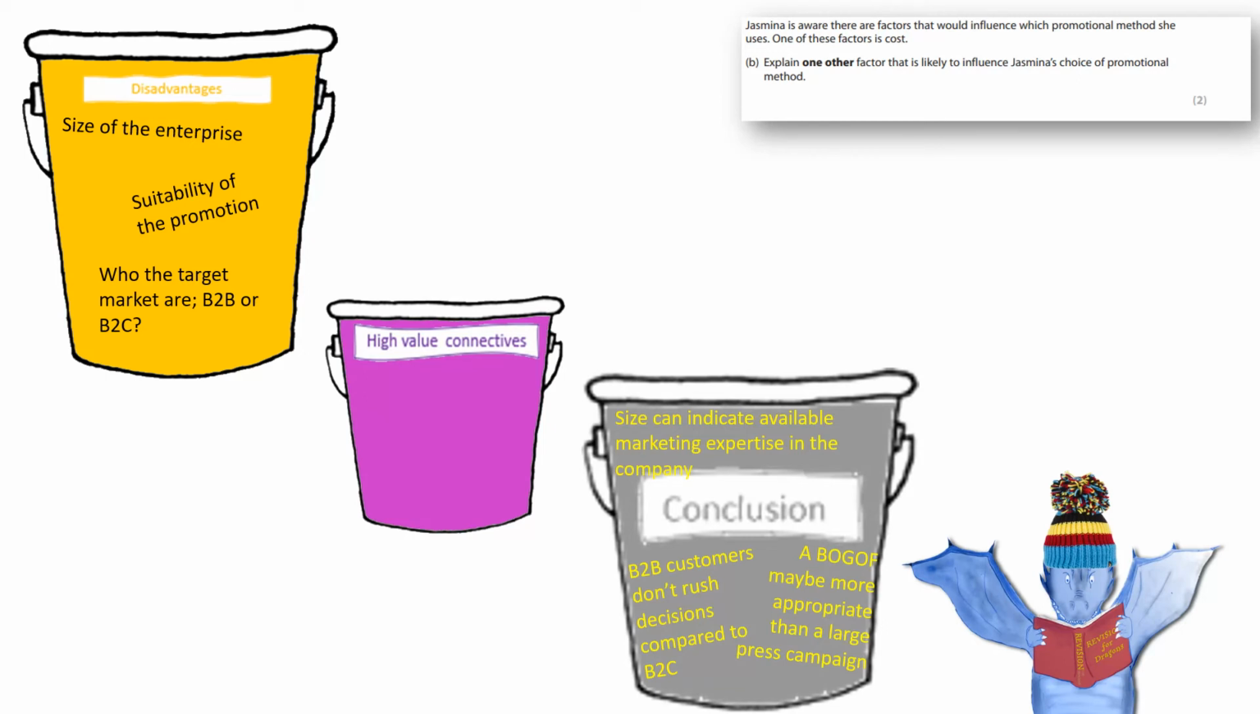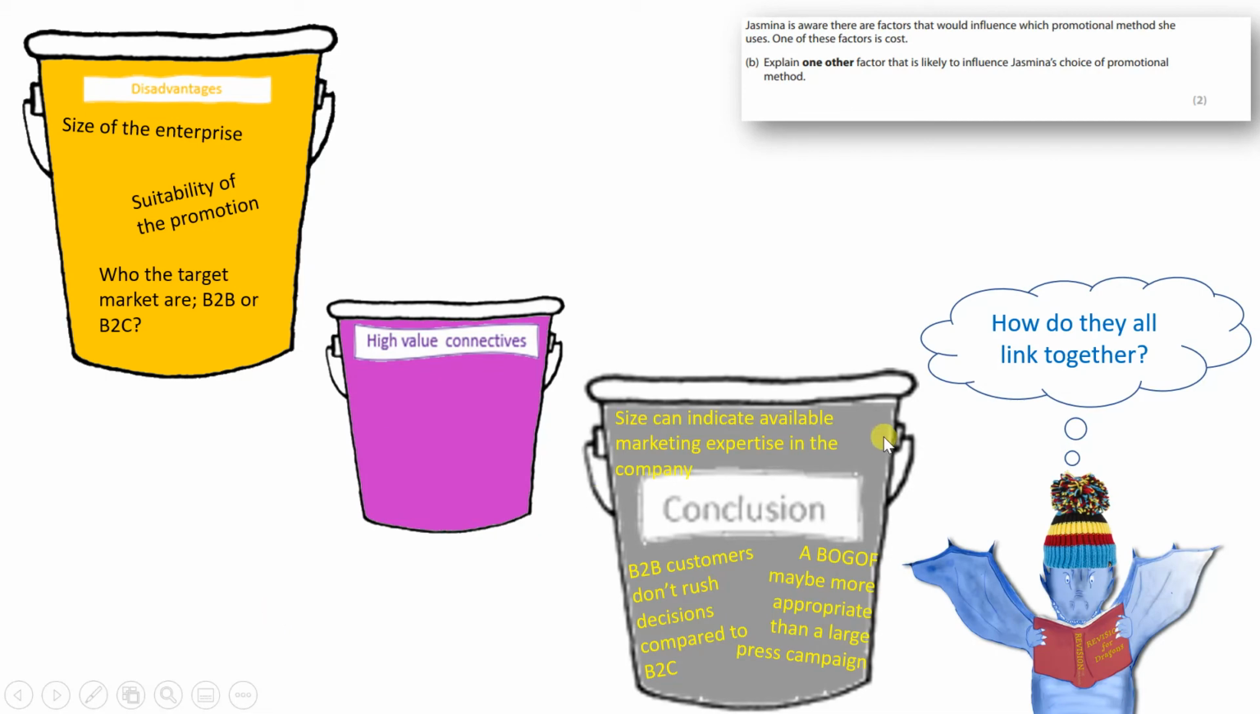So there we have the factors and then the consequences, the conclusion of each of the factors that Jasmina would need to consider. Your job is to link them together. Your job is to take the yellow bucket contents and put them into that coherent sentence with the conclusions from the silver bucket, with the consequences from there.